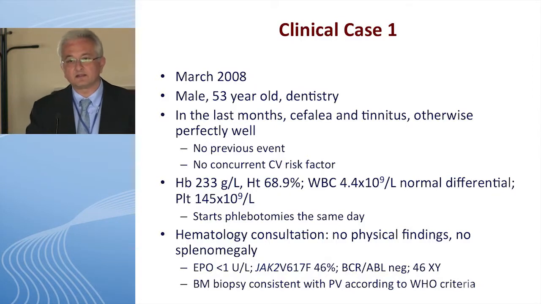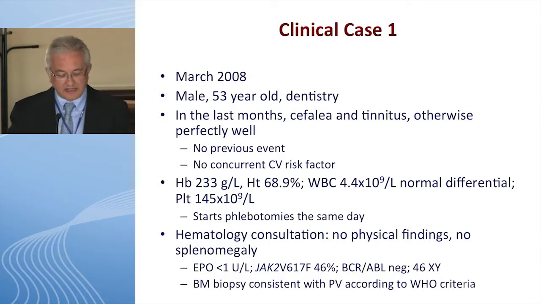His blood cell count showed 23.3 grams per deciliter of hemoglobin with 68.9 hematocrit. White blood cells and platelets were within the normal levels, and also the differential leukocyte count was normal. He started phlebotomy, of course, the same day. He was seen by a hematologist. There were no physical findings.